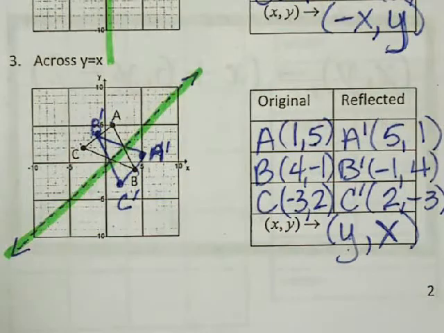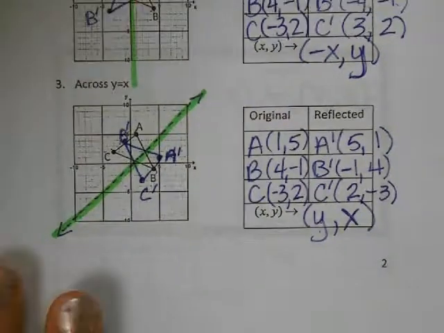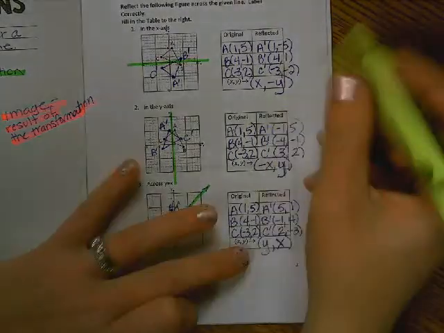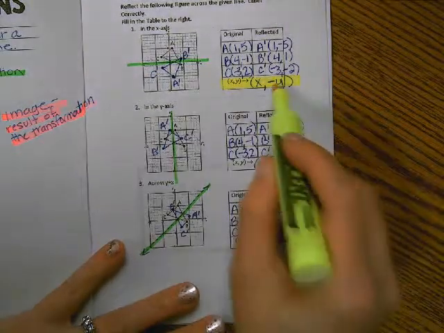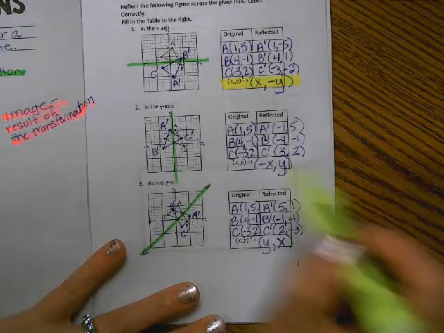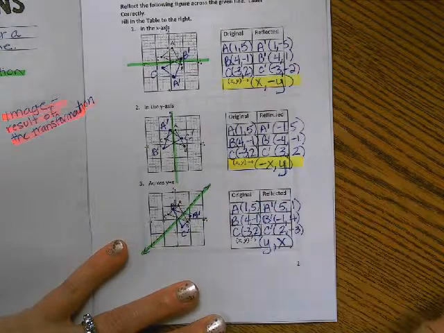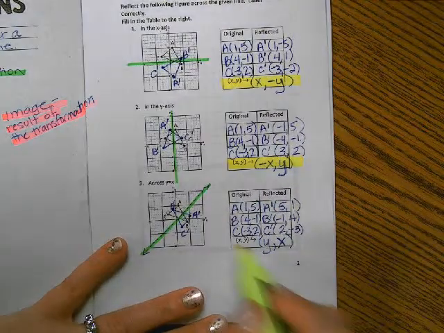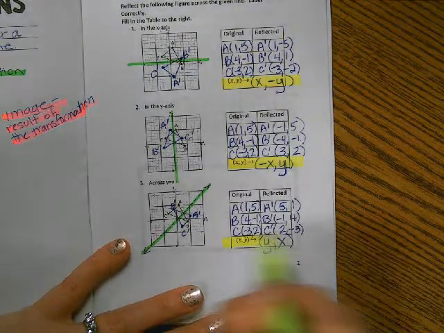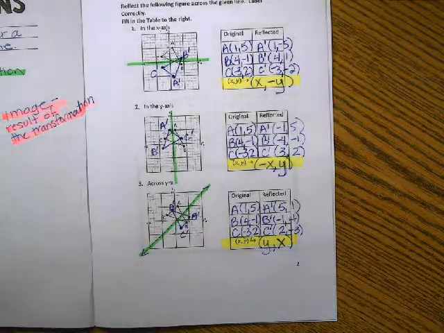So we have 3 rules here. These 3 rules, don't expect you to memorize, but you need to know how to find them in your table. If I flip over the x-axis, I'm going to use this rule. That means the y changes to the opposite of y. If I flip over the y-axis, I'm going to take the opposite of x. And if I flip over the line y equals x, then I'm going to flip the x and the y value.